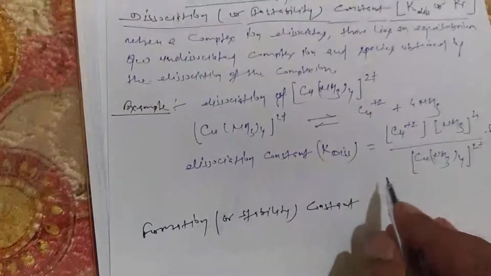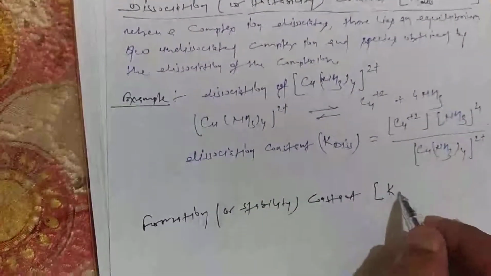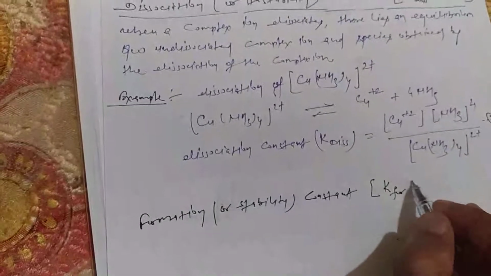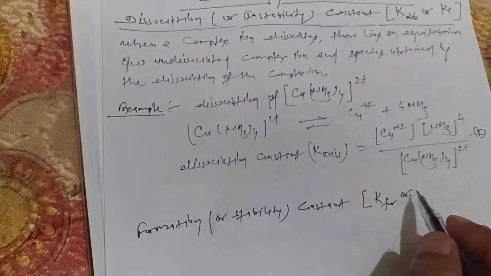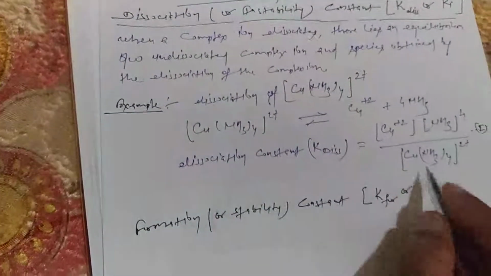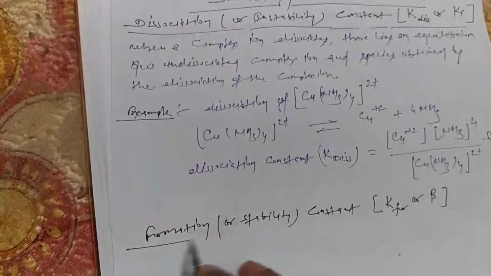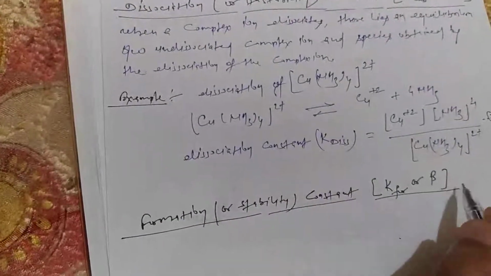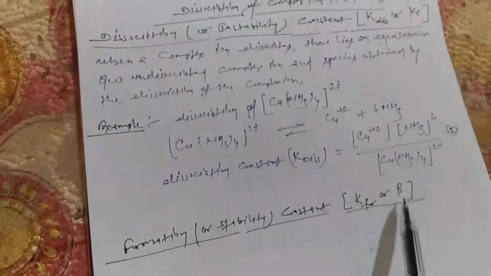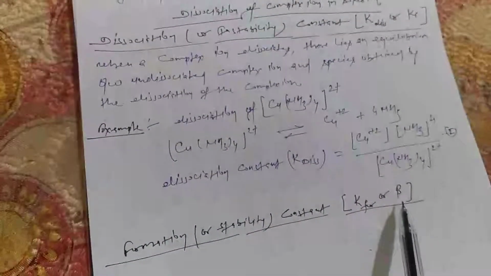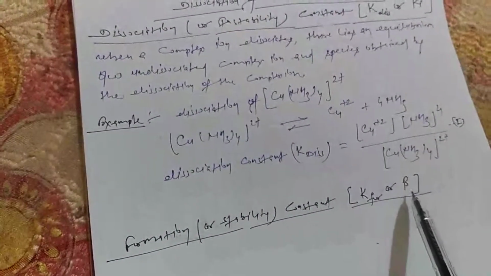So formation constant can be written as what? K_f. This f indicates formation, or stability. So we can write it Ks, but the notation is actually beta. For formation constant, the notation which is used is called beta. You have to be very particular about this. You cannot write this as Ks, like this is Ki. This is not Ks, it is a beta.